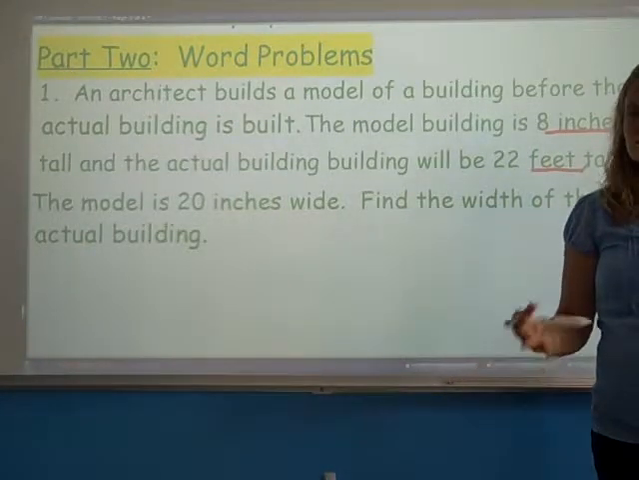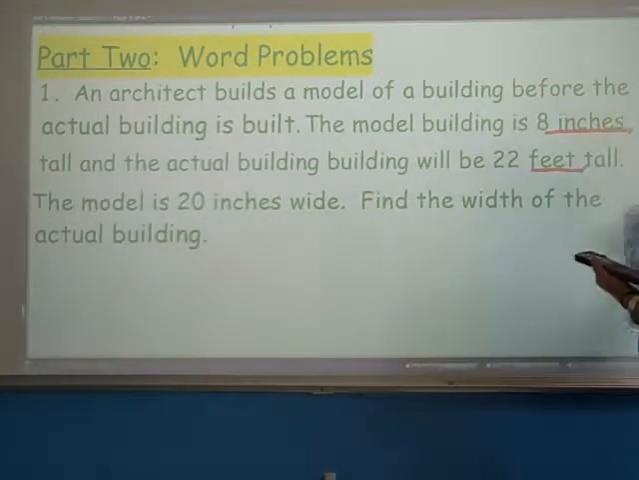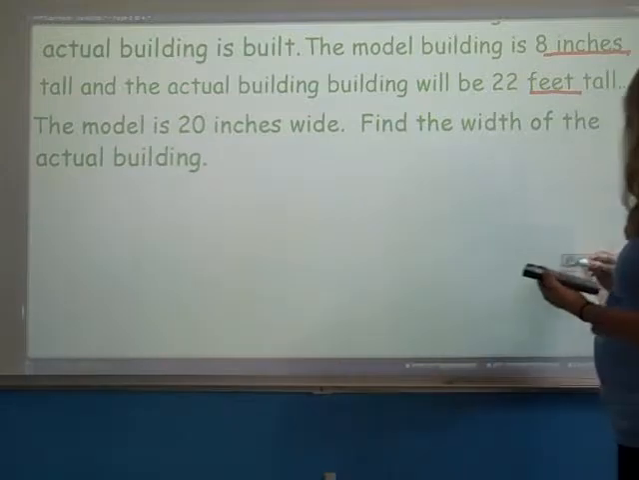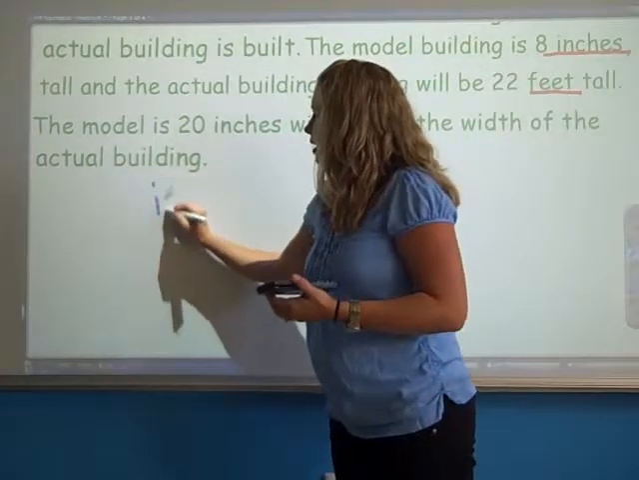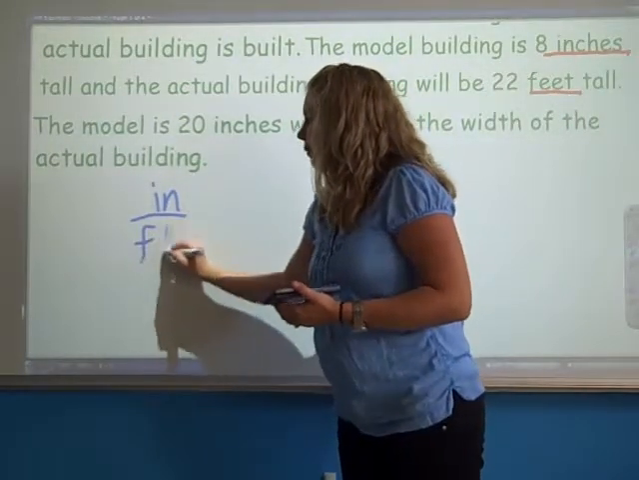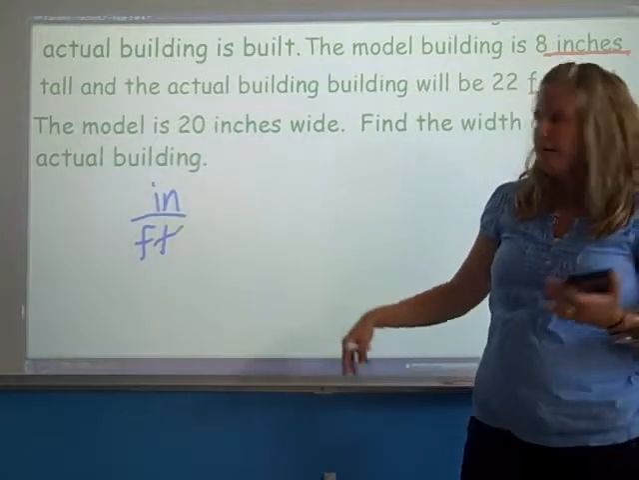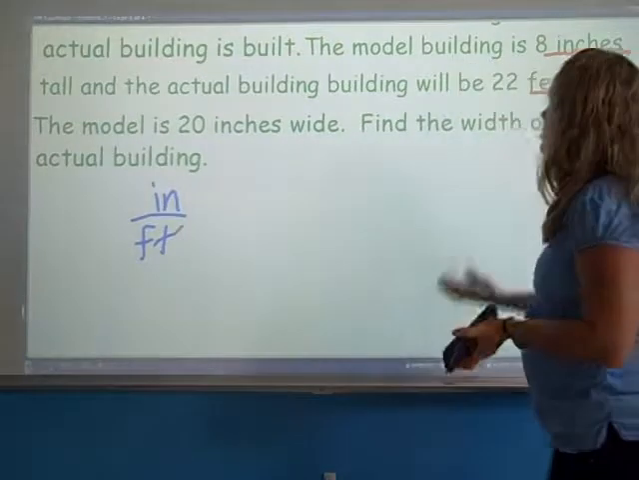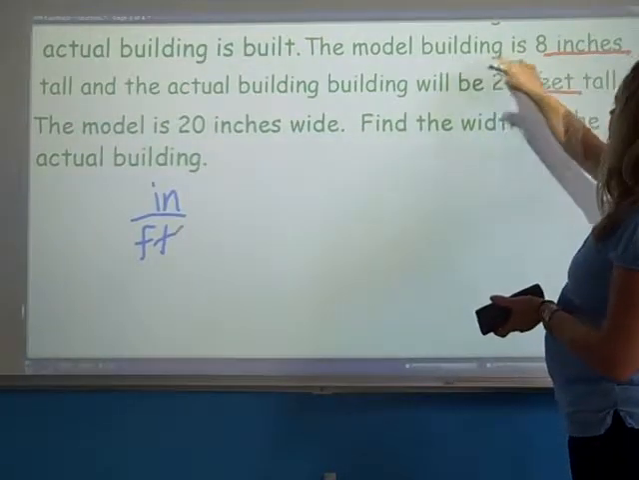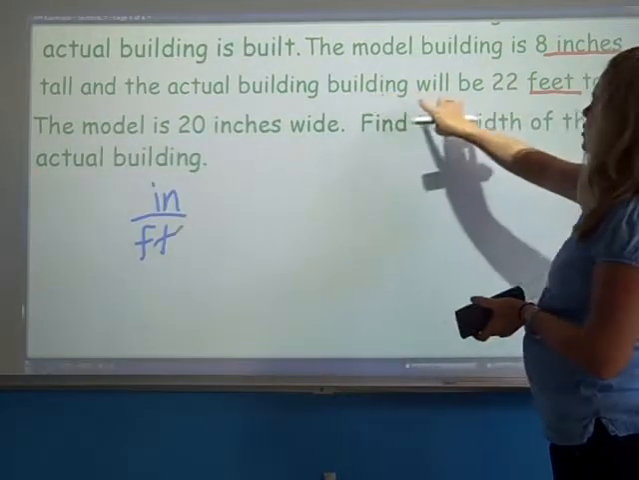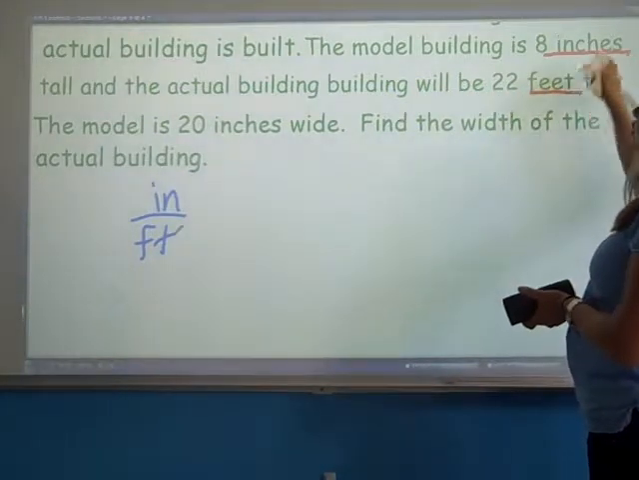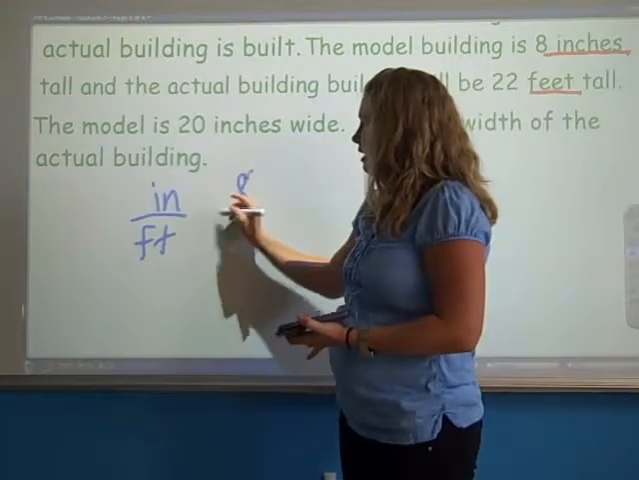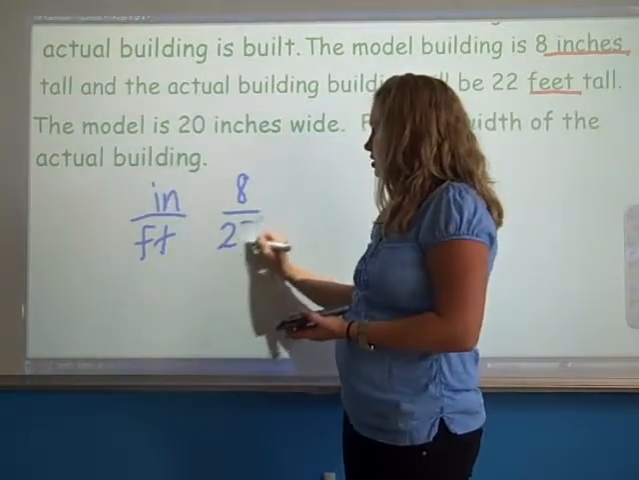So one way, there's many ways to set this up. One way would be to pull out the two units that you're talking about and just write one over the other so you remember. This just helps you remember, inches and feet. Pull out an inches and a feet that are paired together, that go together, that have a relation. The model of the building is 8 inches tall, and the actual building is 22 feet tall. So we're talking about the height. 8 goes with 22. So I'm going to put 8 with inches on top over 22.